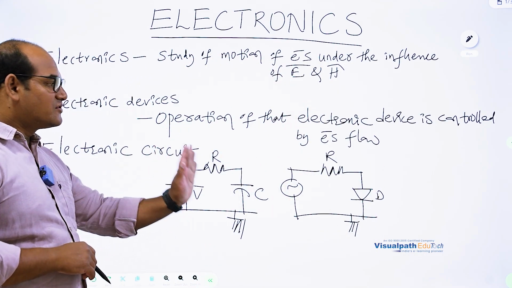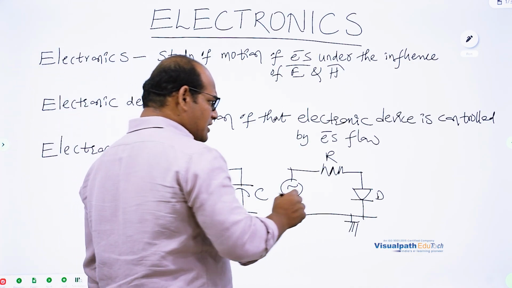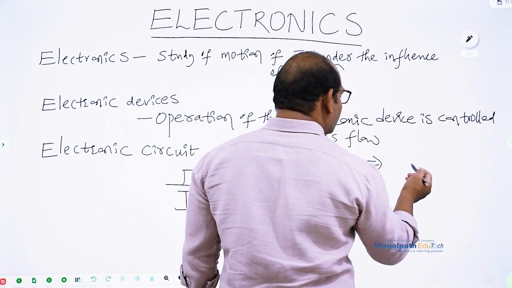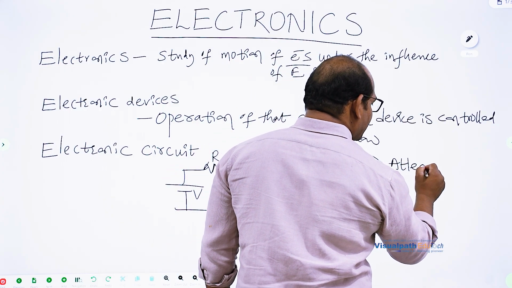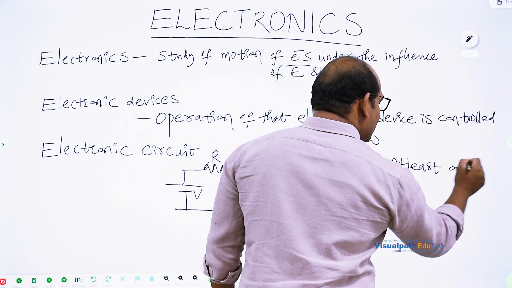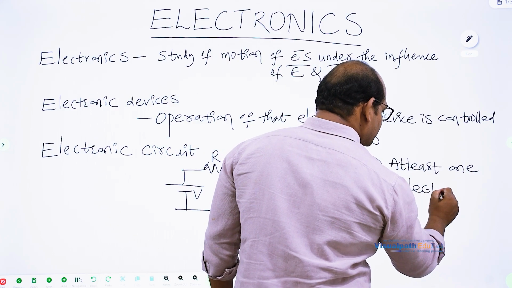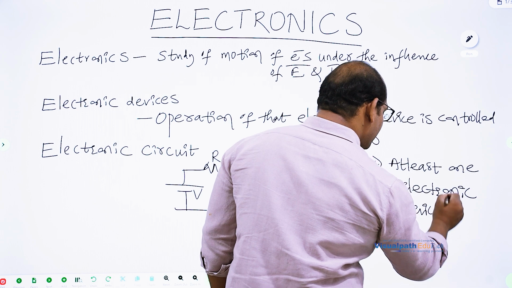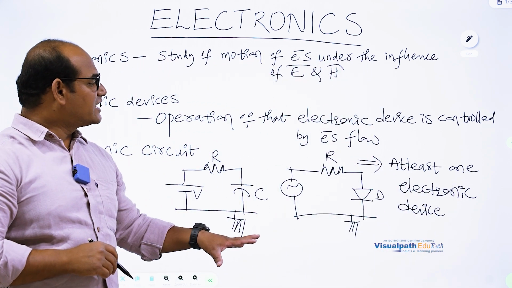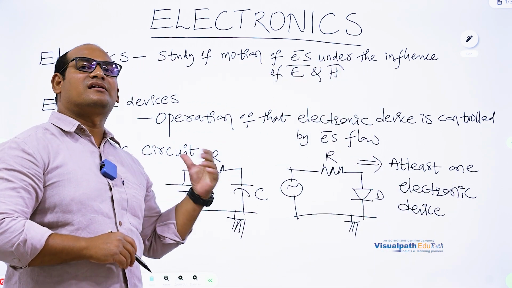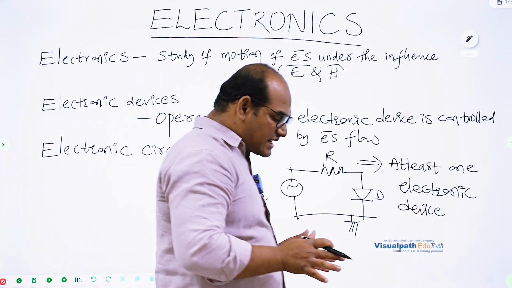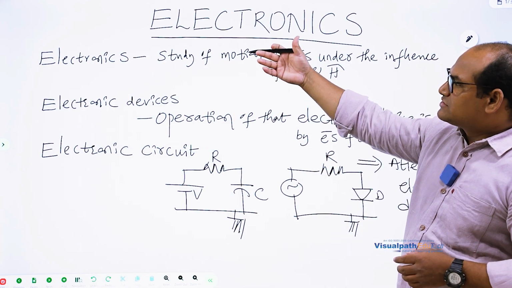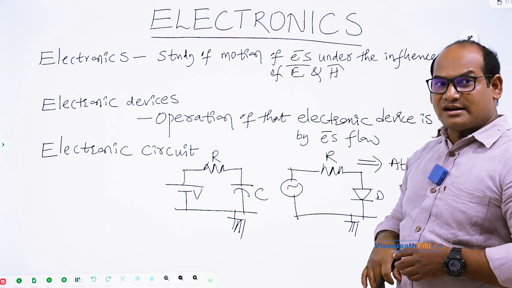So what is an electronic circuit? The circuit operation should be dependent on the electronic device, or we can tell the circuit should involve at least one electronic device. If at least one electronic device is available in the circuit, then we can tell that circuit is nothing but an electronic circuit. Okay, this is the basic terminology we are understanding to start the electronics subject: what is electronics, what is an electronic device, and what is an electronic circuit.